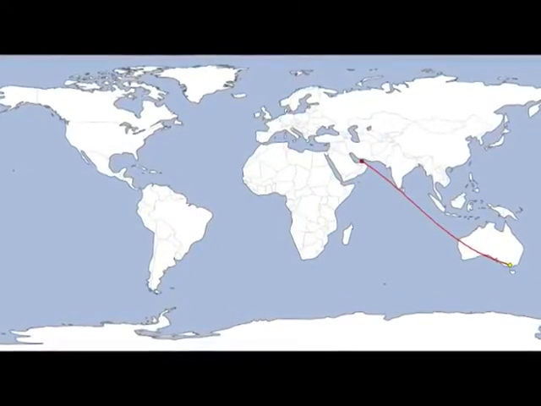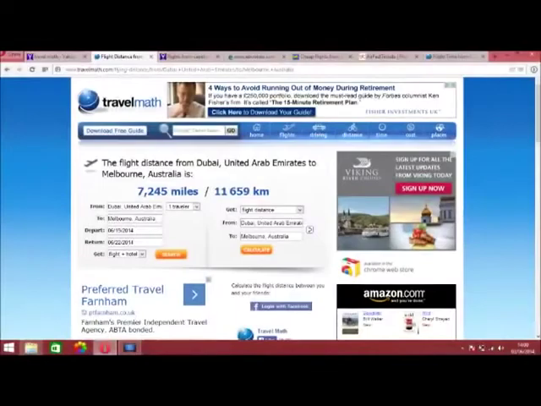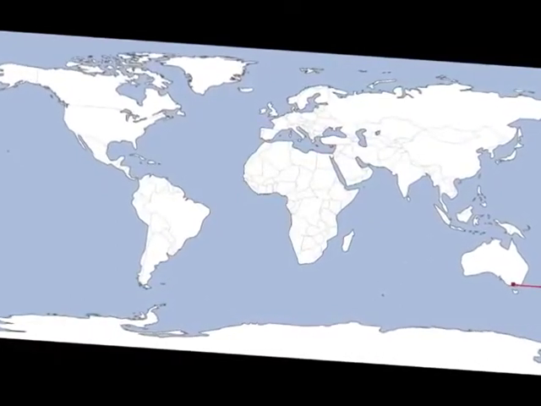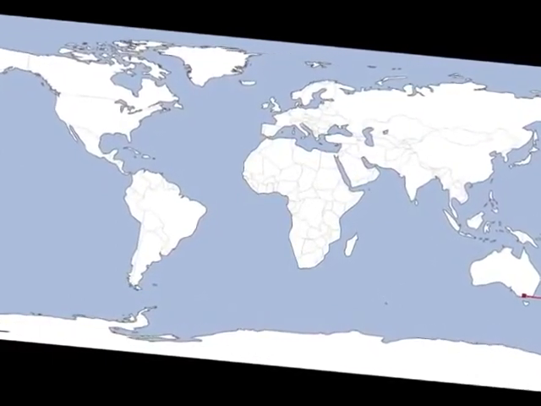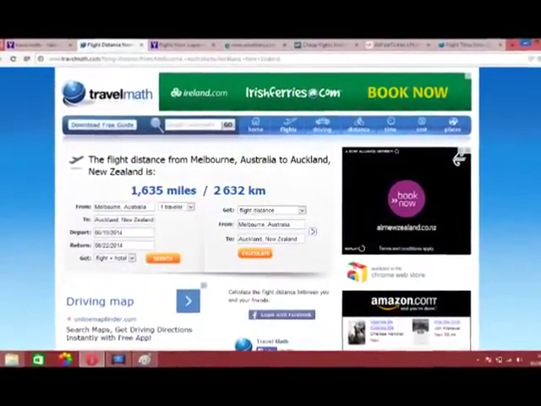Now they send me southeast to Melbourne, a mere 7,300 miles. And then finally a third leg from Melbourne to Auckland coming in at around 1,600 miles. I'm rounding up or down to make the math easier. Regardless, the total miles for this flight is almost double what should be expected, coming in at 13,600 miles.